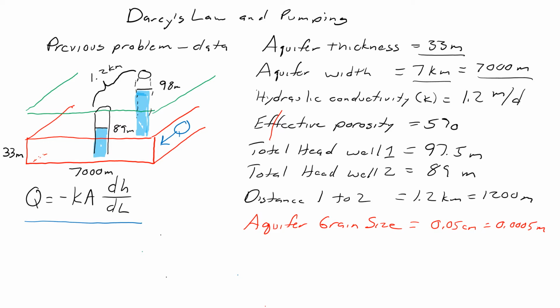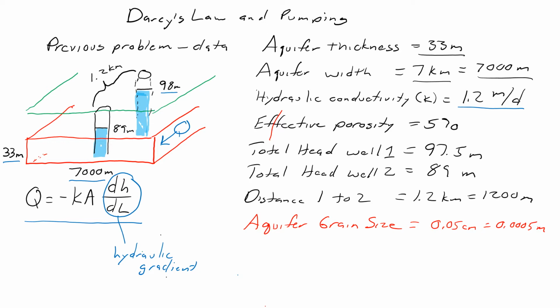The flow rate through the aquifer equals negative K. K is the hydraulic conductivity, which is right here, 1.2 meters per day. A is the cross-sectional area, which is going to be 33 meters times 7,000 meters. This value right here is called the hydraulic gradient again. It's the slope of the total head in the aquifer.